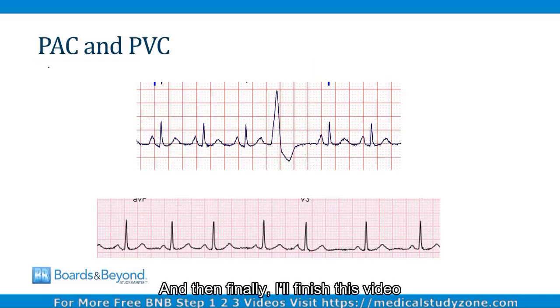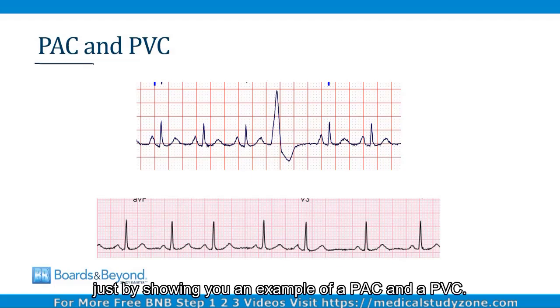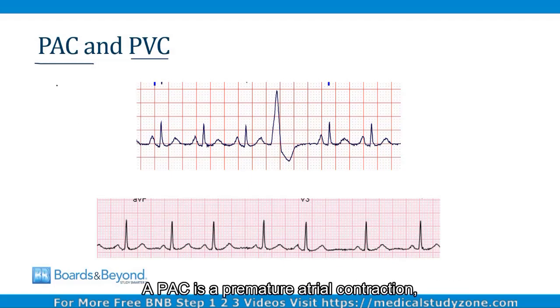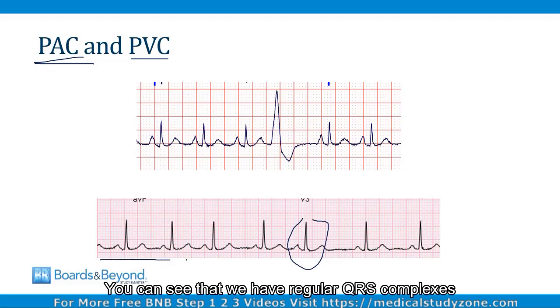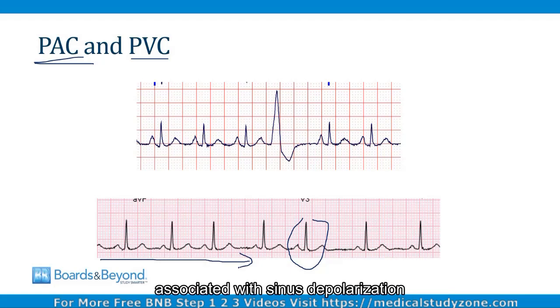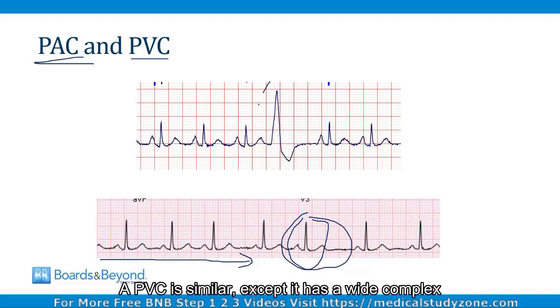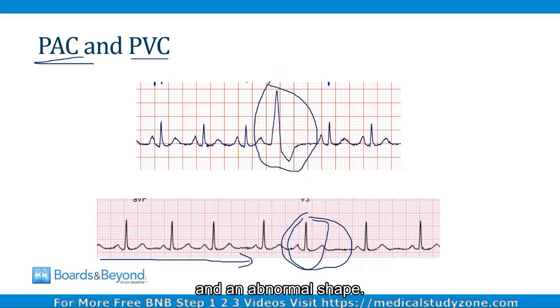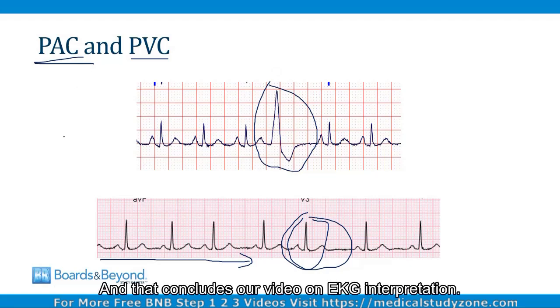And then finally, I'll finish this video just by showing you an example of a PAC and a PVC. A PAC is a premature atrial contraction. This is one right here. You can see that we have regular QRS complexes associated with sinus depolarization, and then we have one that comes in early. And we saw a picture of this earlier. A PVC is similar, except it has a wide complex and an abnormal shape. And PACs and PVCs are very common, and in general, they are benign and don't require any special treatment. And that concludes our video on EKG interpretation.